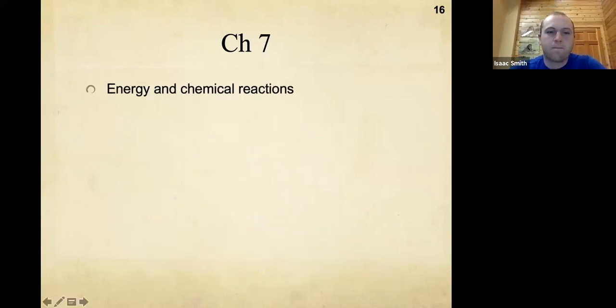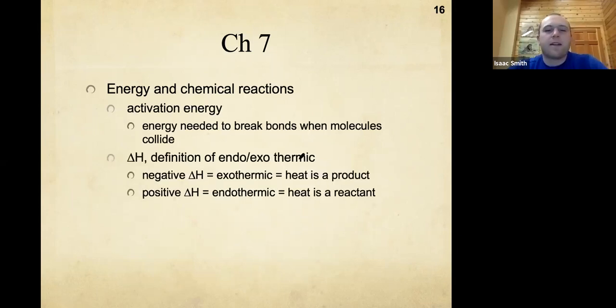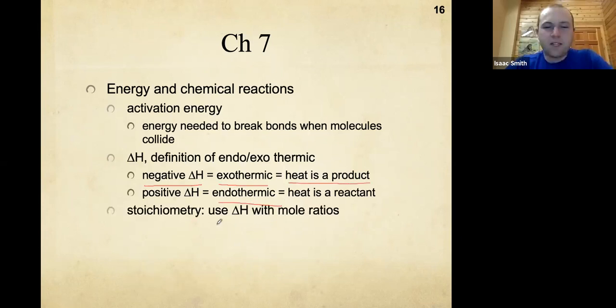All right, energy. So we talked about activation energy and how reactions work. We talked about the difference between endo and exothermic reactions. So a negative delta H indicates exothermic, and we consider heat a product, and the opposite is true for endothermic, right? And then we use stoichiometry and delta H to figure out how much heat is produced given a certain amount of reactant, okay?